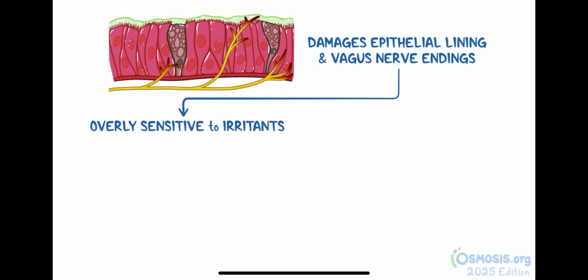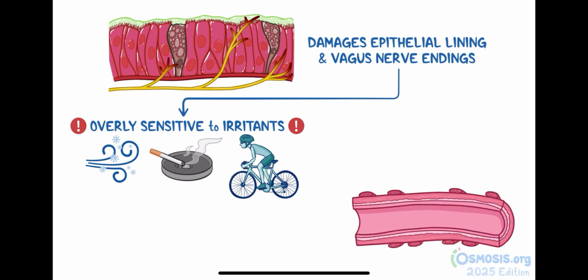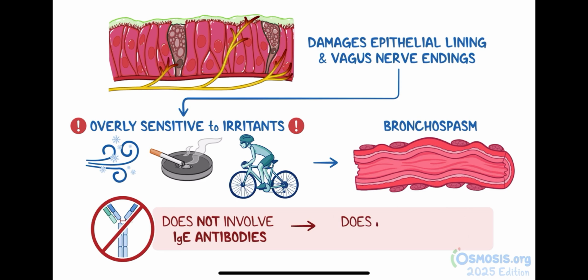So besides viruses and pollutants, things like cold air, cigarette smoke, or physical activity can trigger these hypersensitive nerves and cause bronchospasm. And since non-atopic asthma does not involve IgE antibodies, it does not represent type 1 hypersensitivity.